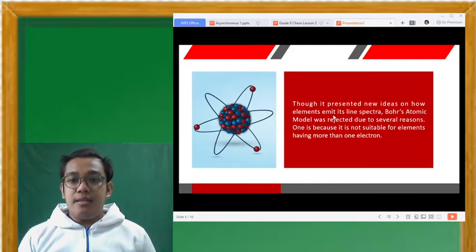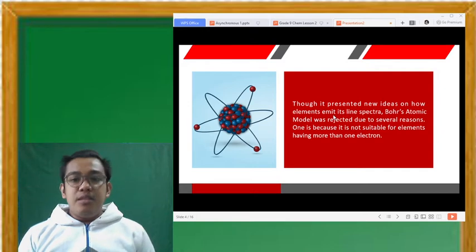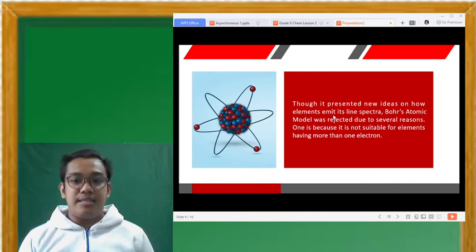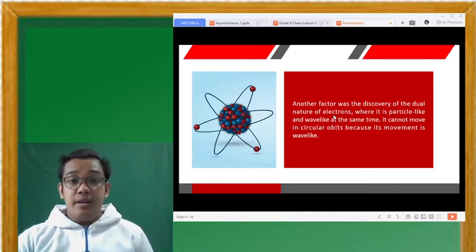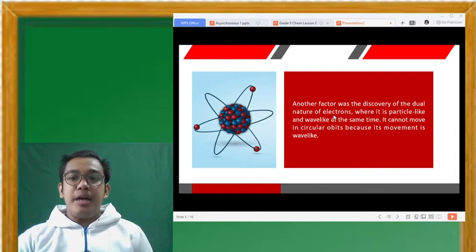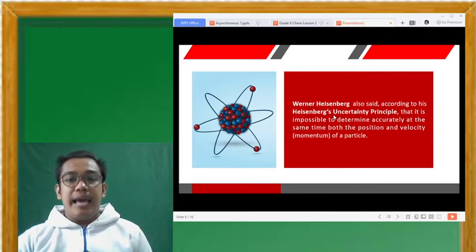It presented new ideas on how elements emit their line spectra. Bohr's atomic model was rejected for several reasons. One is because it is not suitable for elements having more than one electron. Another factor was the discovery of the dual nature of electrons, where they are particle-like and wave-like at the same time. They cannot move in circular orbits because their motion is wave-like.